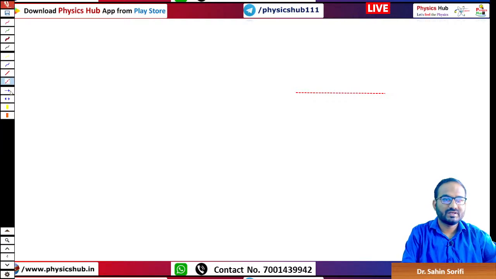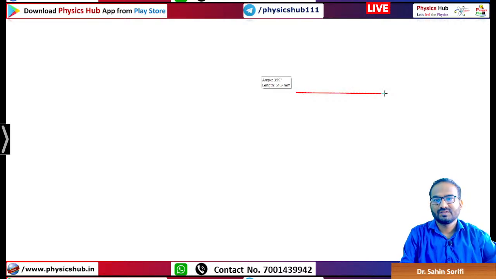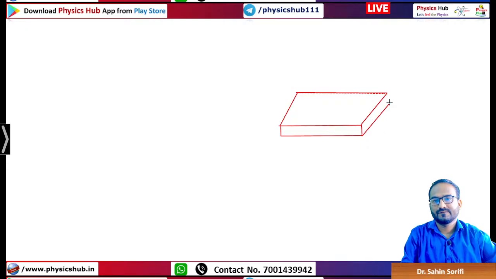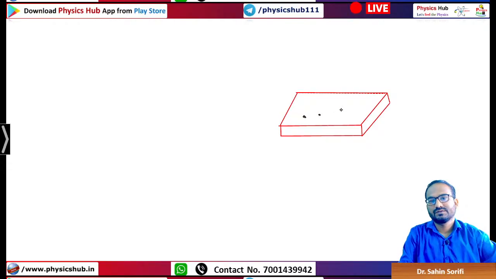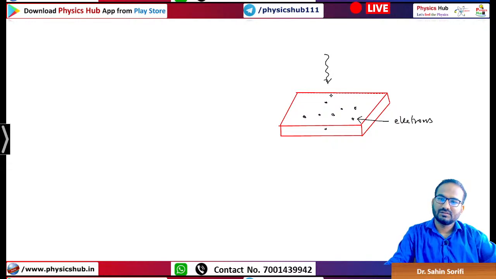Now let me give you a clearer picture. Let's say this is the metal surface. Let us try to understand the difference between intensity and energy incident. So this is your metal surface, and it contains electrons, somewhat like this. These are electrons. Light is incident, and the electron is getting ejected.